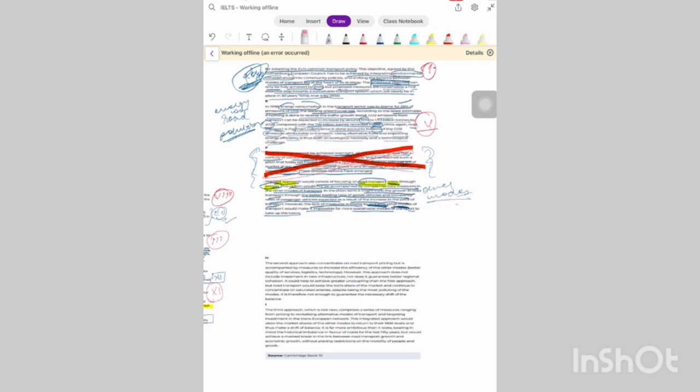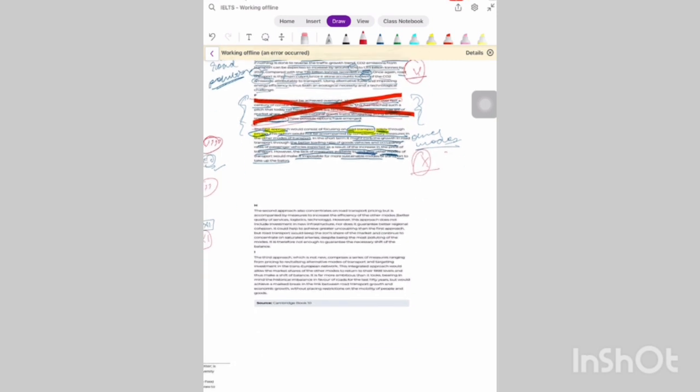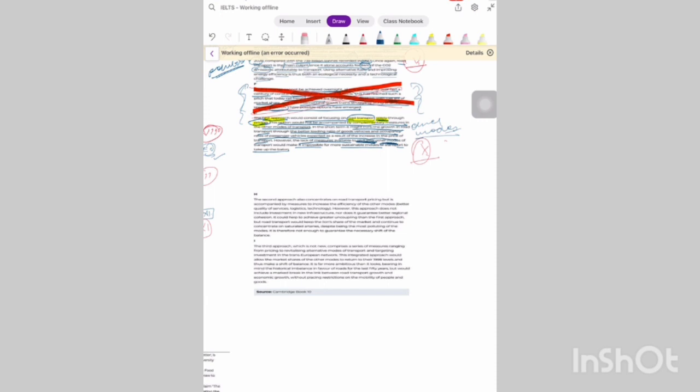So for paragraph G, the answer is the first. Okay. The second approach also concentrates on road transport pricing, but is accompanied by measures to increase the efficiency of other modes of transport. Okay, here is where the second option would be suitable.